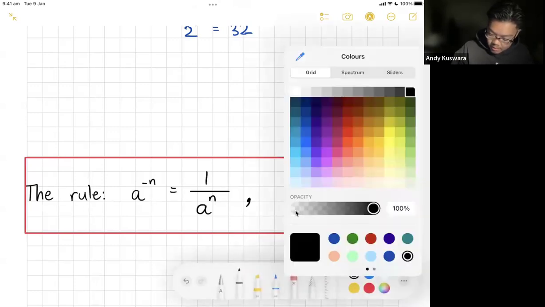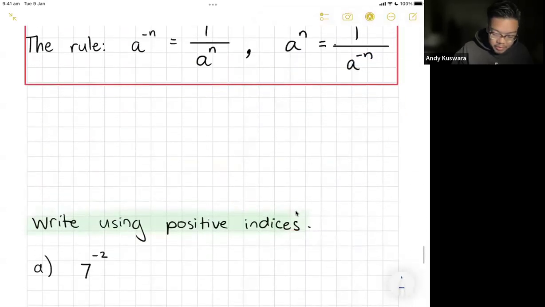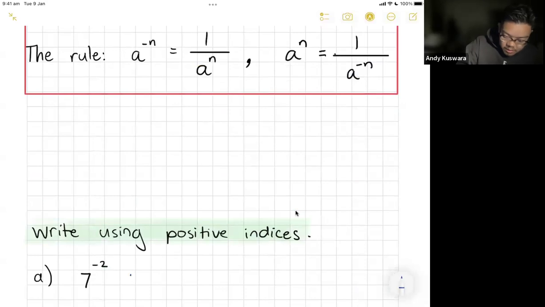Okay, so let's take a look. We're going to try write these using positive indices, which means I want to rewrite it normally in a fraction form, or just making sure I get rid of my negative indices. Now we have a negative indices, so I know it's going to be 1 over. And so my base is always going to remain the same.